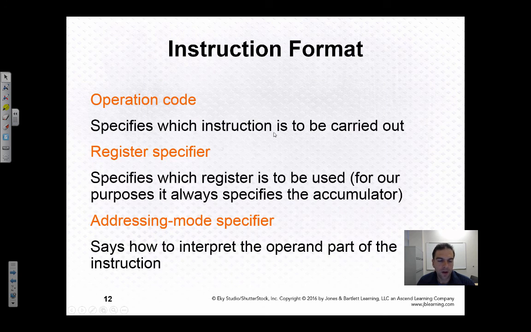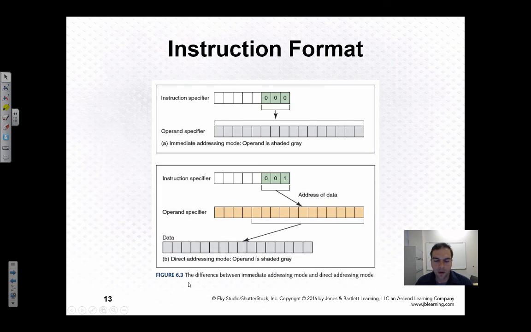So the operation code specifies which instruction to carry out. The register specifier, if this opcode corresponds to something that can manipulate a register, will tell you what register you're going to be using. And then the address mode specifier says how to interpret the operand. There are 2 address modes that we're going to start off using. There are other address modes, but we're not going to deal with them yet.